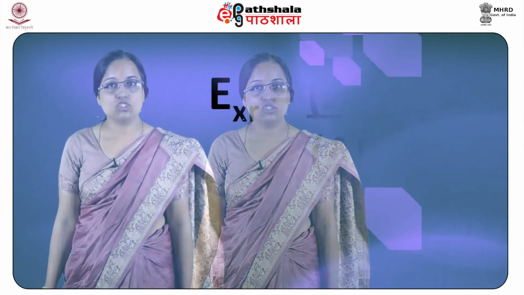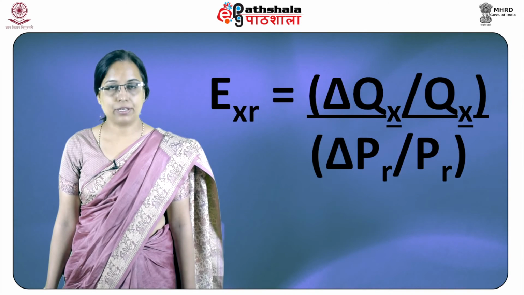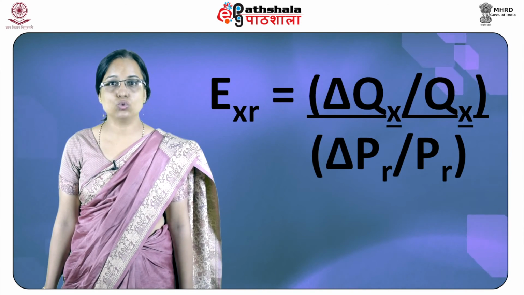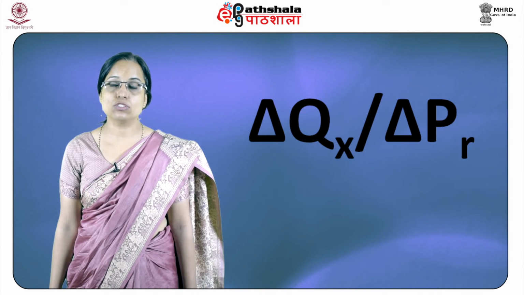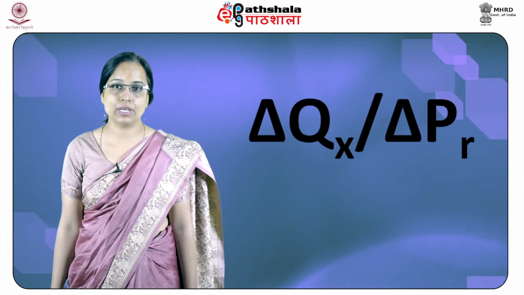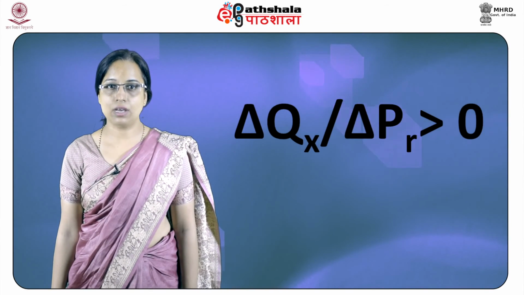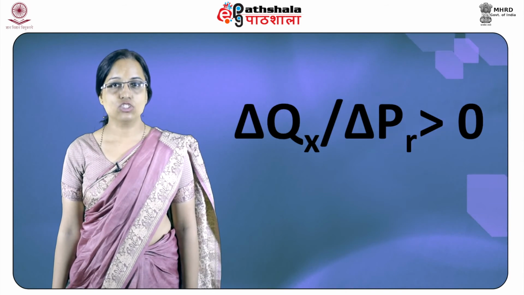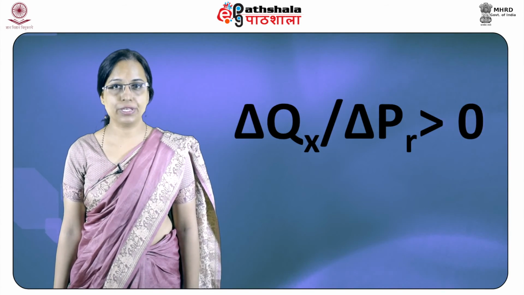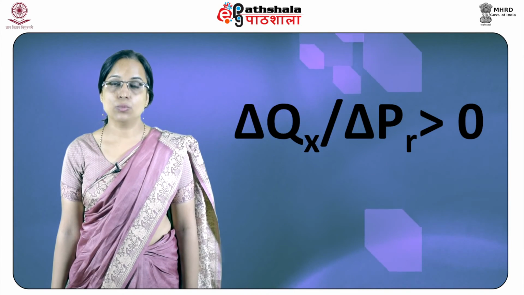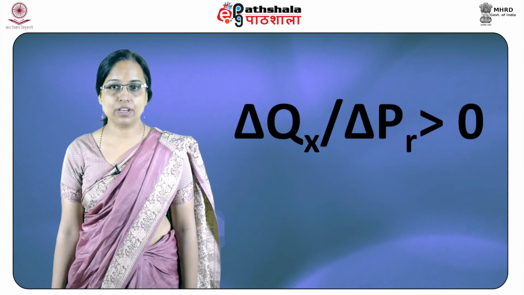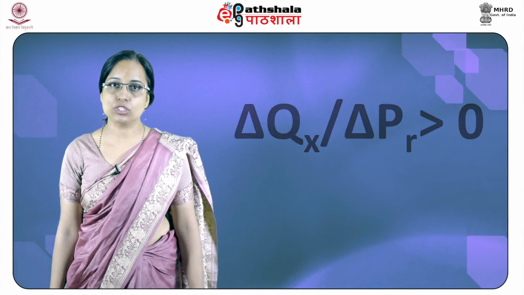The mathematical formula for cross price elasticity of demand is change in quantity of X divided by X, divided by change in price of the related commodity divided by the price of the related commodity. Note, PR is the price of the related good here. Clearly, the sign of EXR depends on the sign of change in QX by change in PR, which could be negative or positive. If the goods X and R are substitutes, then change in QX divided by change in PR is greater than 0. That is, more of X is bought with a rise in price of R. This implies that EXR is positive.